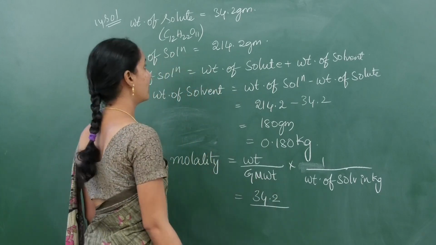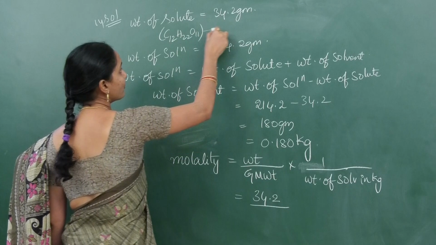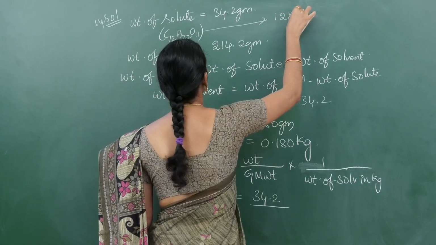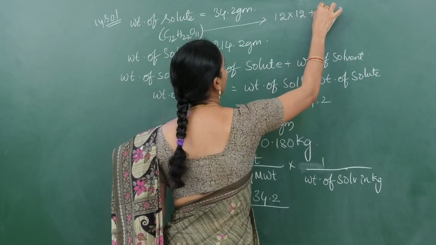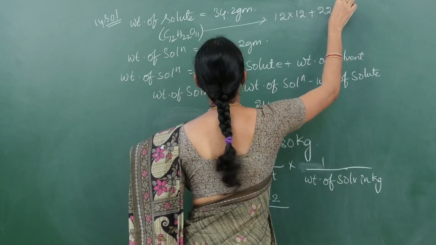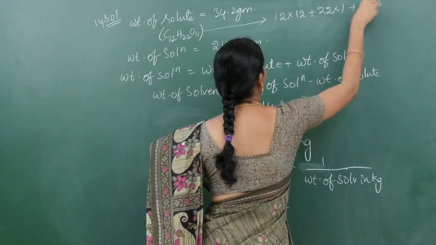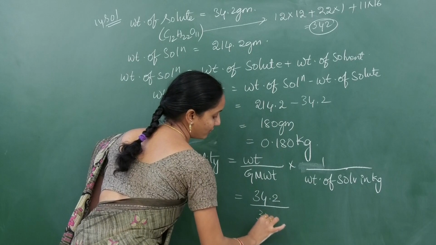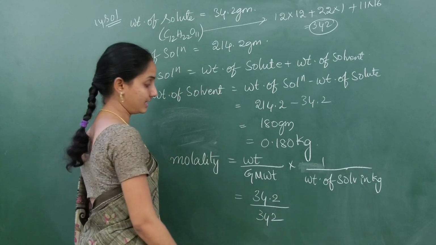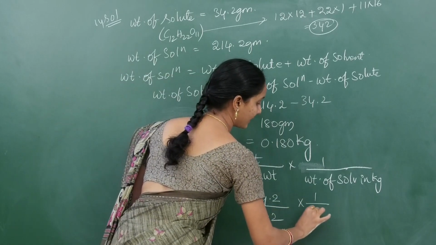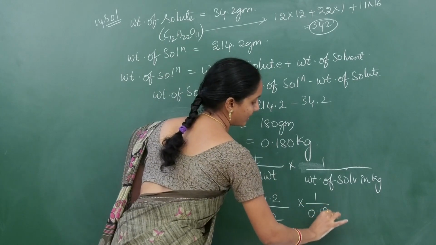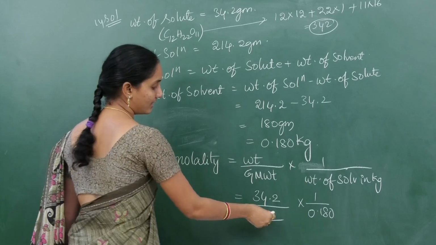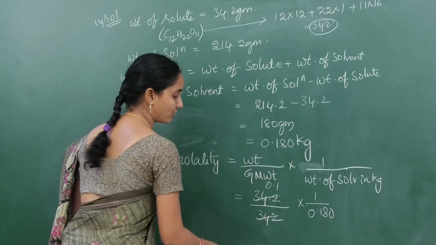34.2 divided by gram molecular weight of solute, which you have to calculate: 12 into carbon's weight 12, plus 22 into 1, plus 11 into 16. If you calculate this you will get 342. So you have to calculate that and write it here, 1 by 0.180 kg. If you calculate this, it is equal to 0.1.